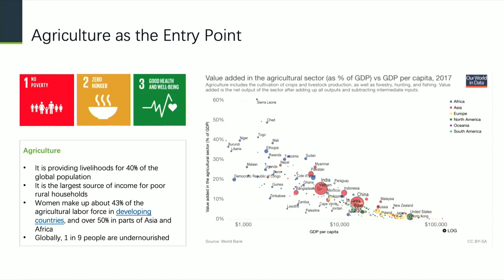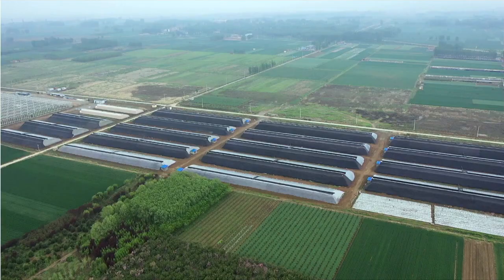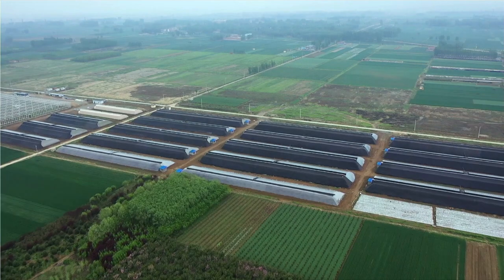Plus, agriculture is the biggest source of income for rural households. For example, in countries in Africa, agriculture probably makes up more than 40% of their GDP. So we have some products for agriculture. This is a video to help you understand this.